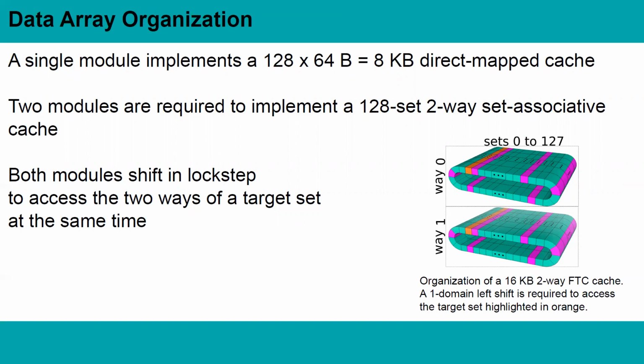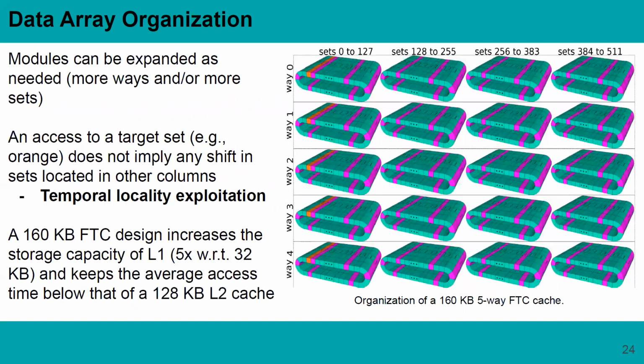Notice too that both modules shift in lockstep to access the 2 ways of the target set at the same time, like in high-performance L1 caches. To implement caches with a larger number of ways and/or sets, modules can be expanded as needed.